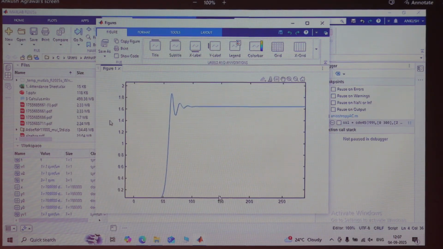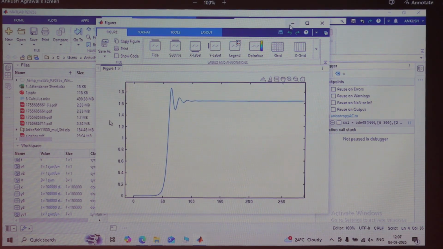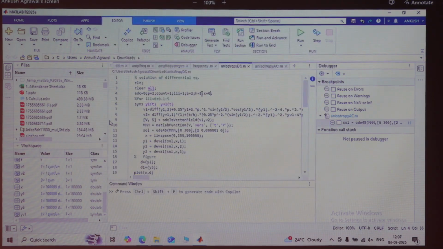Just minimize this. Change the viscosity parameter. You can see the effect of the viscosity parameter. Now find for 10. Always put the hold on command so you can compare in parallel what is happening at 5, 10, 50 like this, okay?